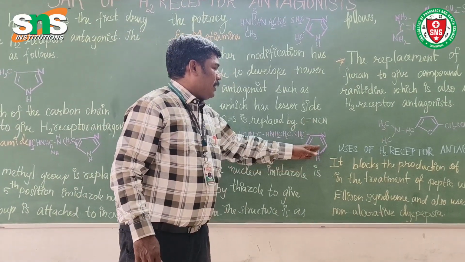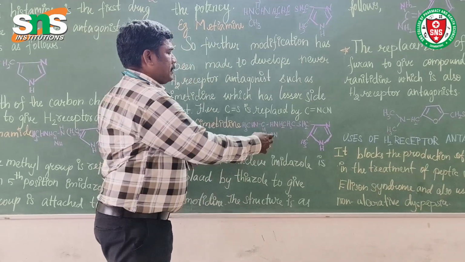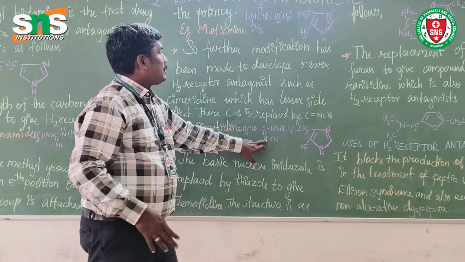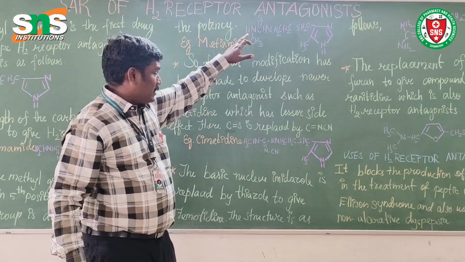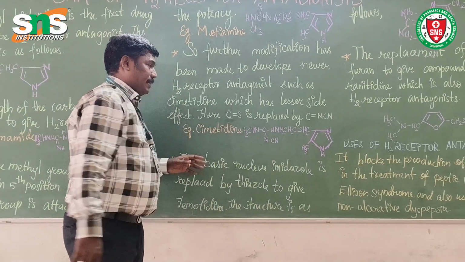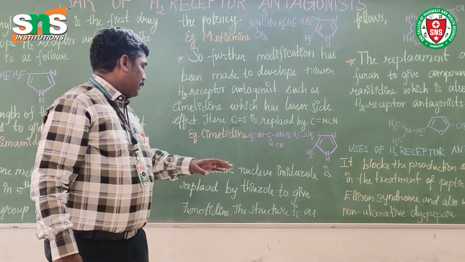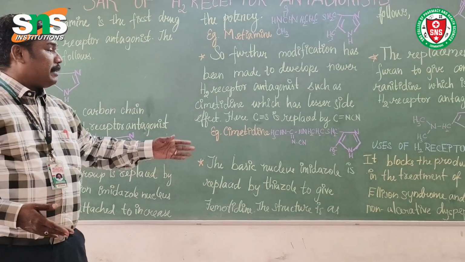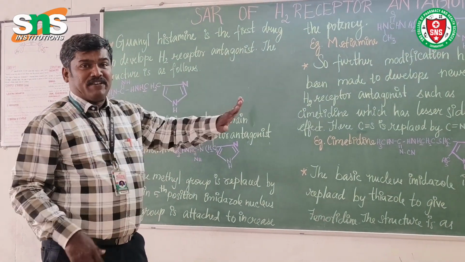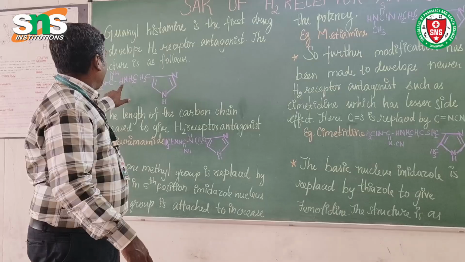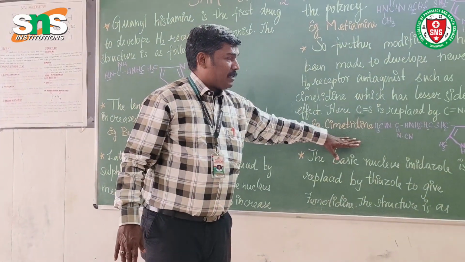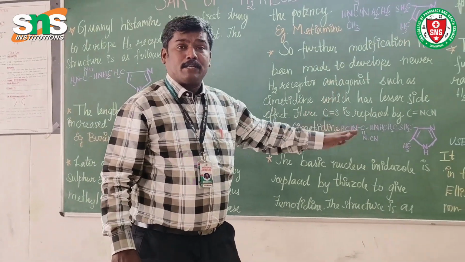In the imidazole structure they have CH2, CH2, NH, C double bond N, CN, whereas in the earlier compound C double bond S was present. Then NH, CH3. This is the structure of Cimetidine. So the basic nucleus is imidazole. We have seen so many drugs, and all of them have the basic nucleus imidazole. If you look at guanyl histamine, burimamide, metiamide, as well as Cimetidine, they all have the imidazole structure.